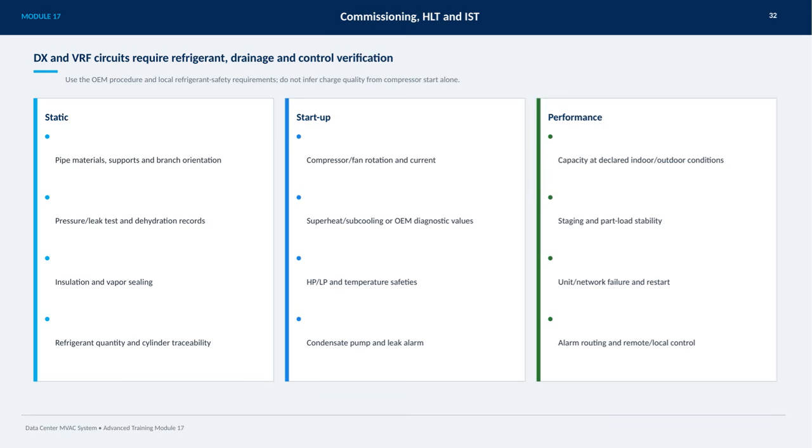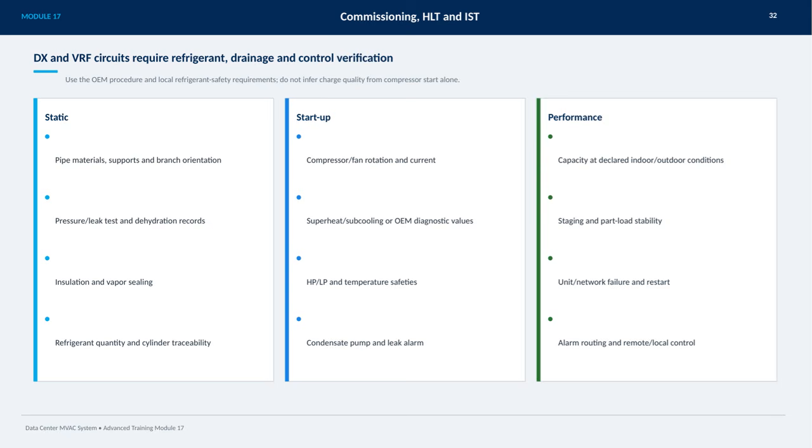Finally, performance verification is vital. Confirm the unit's capacity matches declared indoor and outdoor conditions, and ensure staging and part load stability for efficient operation. Test unit or network failure scenarios and restart functions, and validate alarm routing along with remote and local control capabilities to guarantee system reliability and responsiveness.